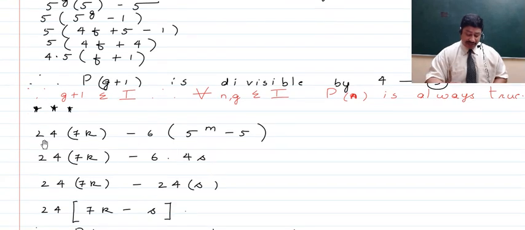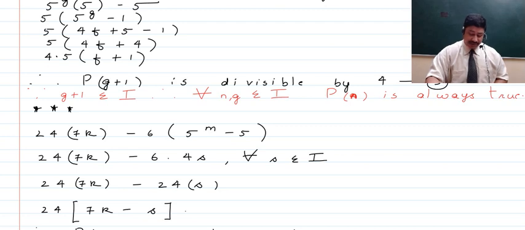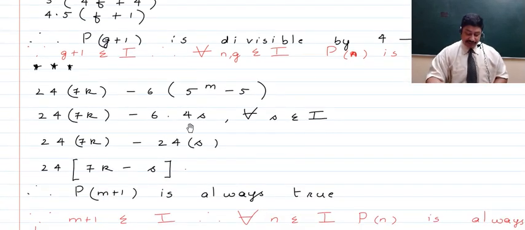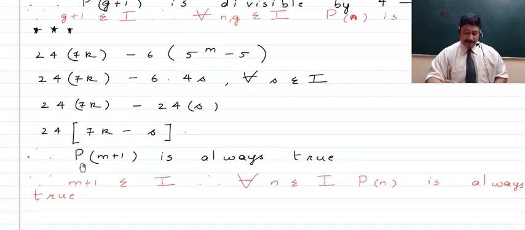As such, we can now say 24 times of 7k minus 6 times of 5 raised to the power m minus 5 can be now written as some 4s, and here you can even write this, that for every s to be an element of integers, right? And then further here 4 into 6 is going to become equal to 24. As such, 24 can be taken common out of this binomial, and then you will have 7k minus s inside, and then further you can say that therefore Pm plus 1 is always true, right? And here as Pm plus 1 is always true, m plus 1 being from the set of integers, therefore for every n to be an element of integers, we can say that Pn is always going to be true.